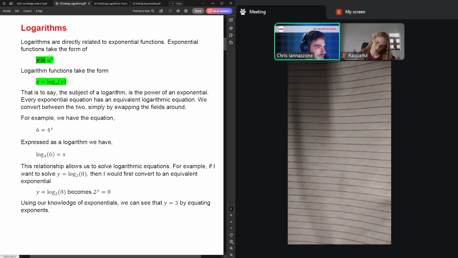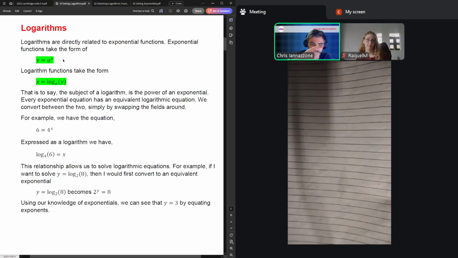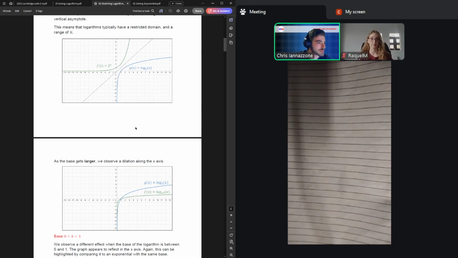What we know about exponentials is that they are some form of y equals a to the power of x, where a is the base and x is the exponent. The thing with logarithms is the x is now going to be the subject of the function. So instead of it being exponentially increasing, we now have what is basically logarithmically increasing. That is, as x gets larger, the rate at which it's increasing starts to slow over time.